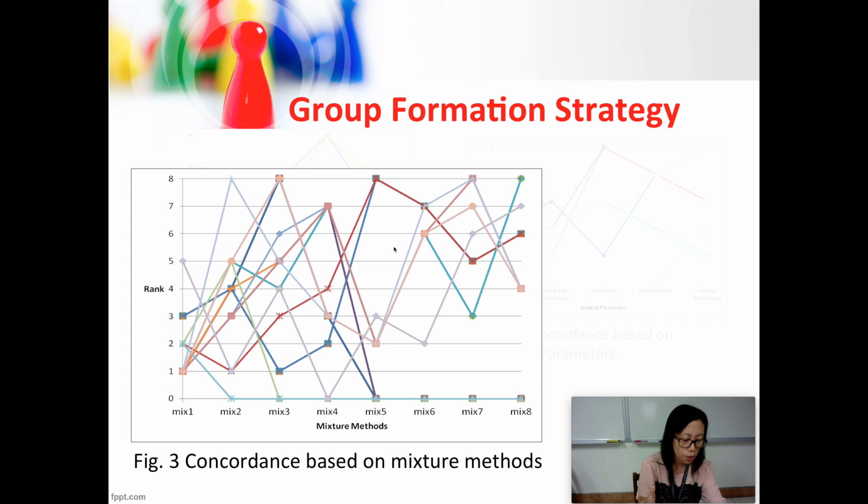Now, the ranking we got from the faculty survey for mixture methods is as follows. Heterogeneous individual proficiency, heterogeneous thinking and learning styles, heterogeneous team roles, and homogeneous personality traits. Also notice that we took out the teammate preferences from this portion of the survey.